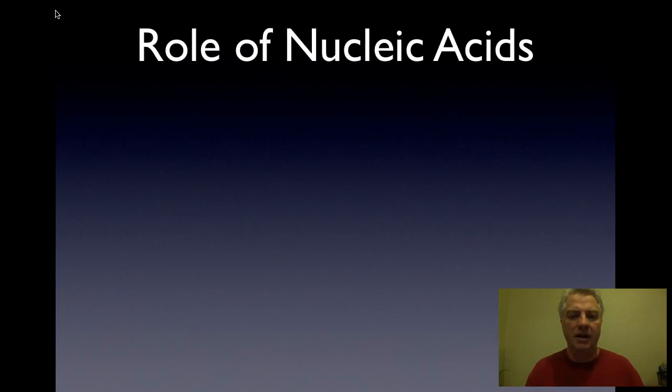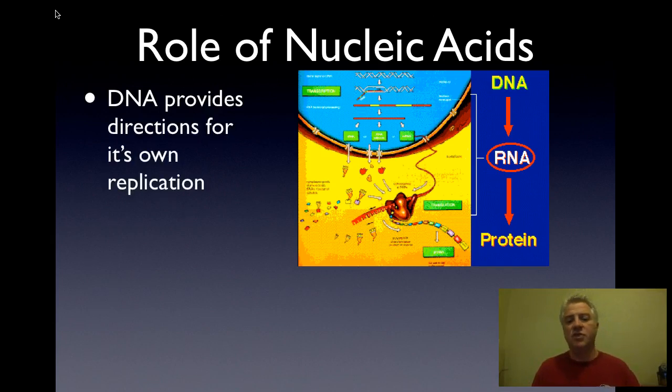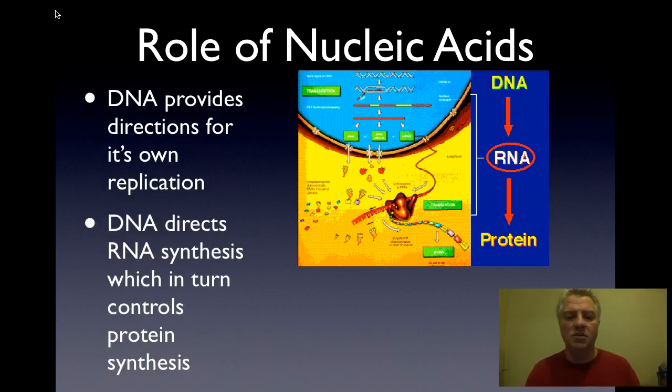A little bit about DNA, what it does, a couple of things. First of all, DNA provides directions for its own replication. We'll talk about that shortly. And it also directs RNA synthesis, which then in turn is going to control protein synthesis.